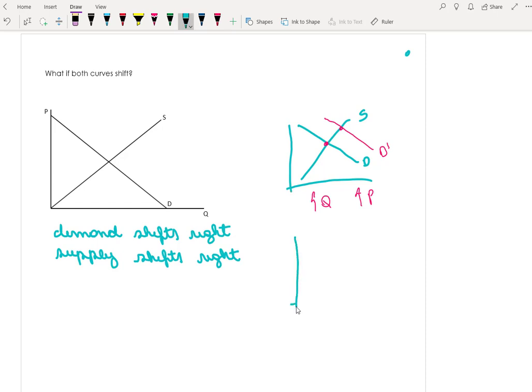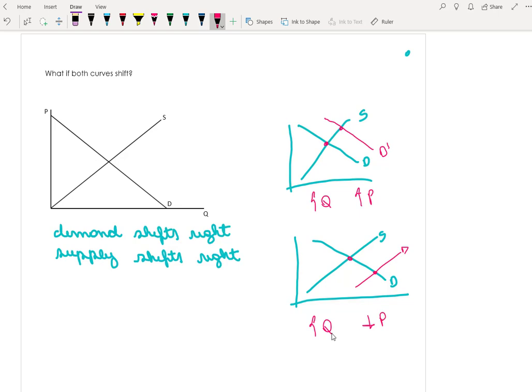Now let's draw separately what happens when the supply shifts to the right. In this case, when you compare it here and here, you can see that quantity went up, but price went down.